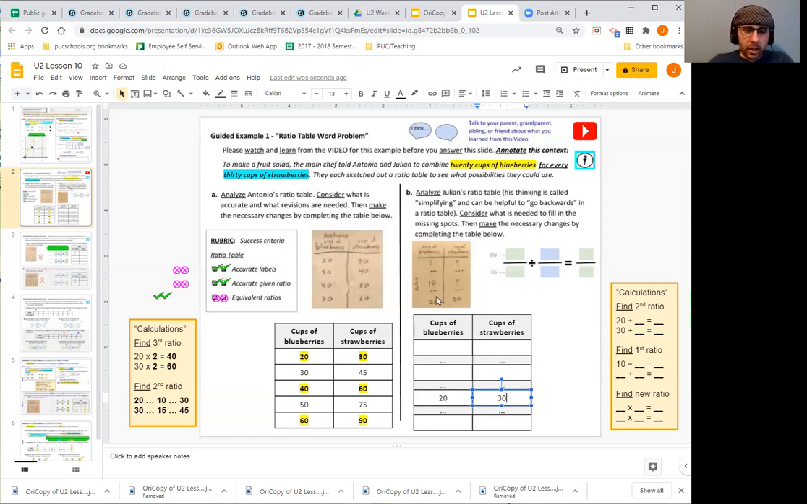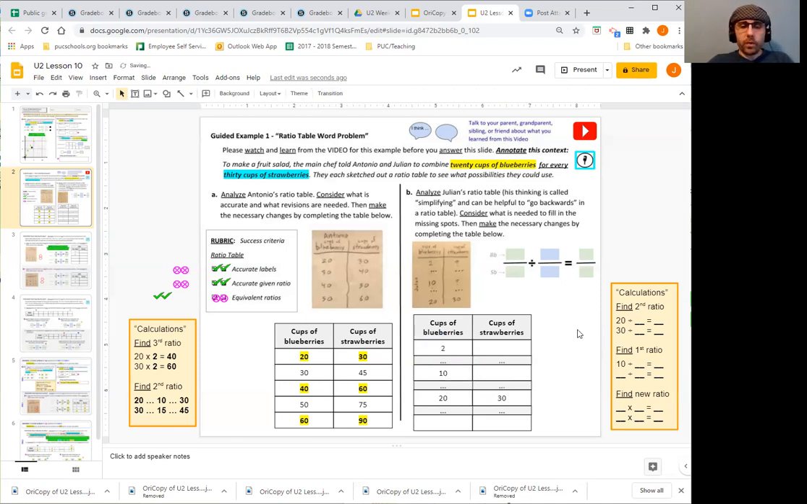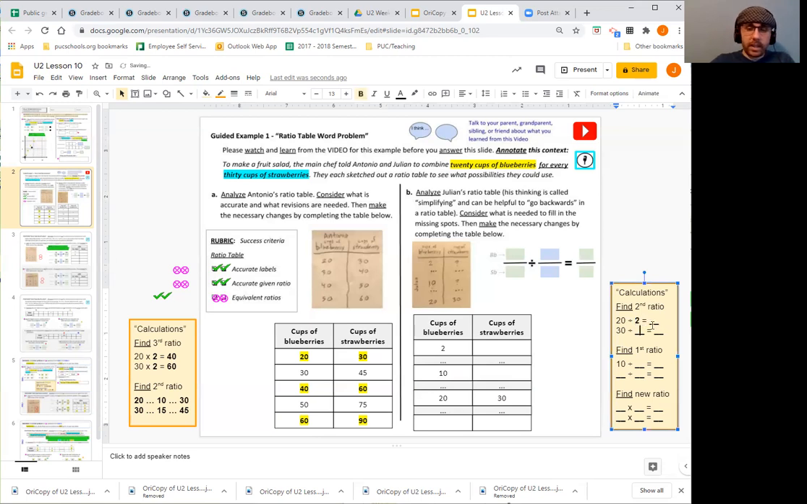So 20 and 30. Above the 20, he put a 10, and then he put a 2 above that. So we can see that he's actually trying to go backwards, but it's not quite clear how he's going backwards. It looks like he's making the numbers smaller, but we have to make sure that he makes these smaller in the same way, which is division, rather than just subtracting something. Like he's not just subtracting 10 here, he's actually dividing. So he's dividing by 2. He's taking half of it.